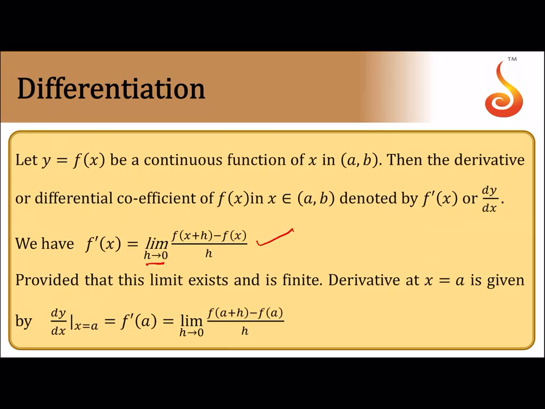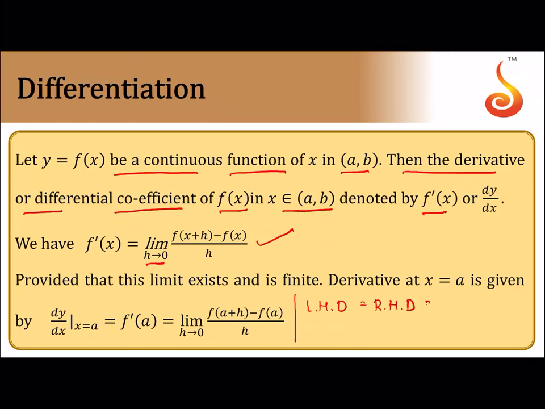So differentiation, that many formulas are important. Some formulas are left over, which we will discuss while doing the problems. Differentiation, simple one: f dash x equals limit h tending to 0, f of x plus h minus f of x by h, the basic definition. It is also called the first principle. If f(x) is a continuous function in (a, b), then the derivative or differential coefficient of f(x), x belonging to the open interval (a, b), is denoted by f dash x. F dash x gives you the slope. dy by dx is limit h tending to 0, f of x plus h minus f of x by h, provided the limit exists and is finite.